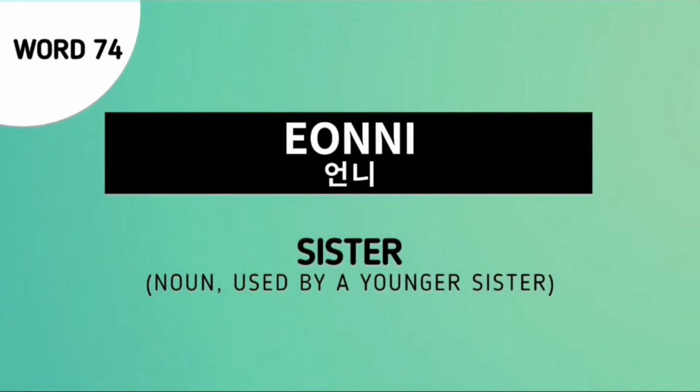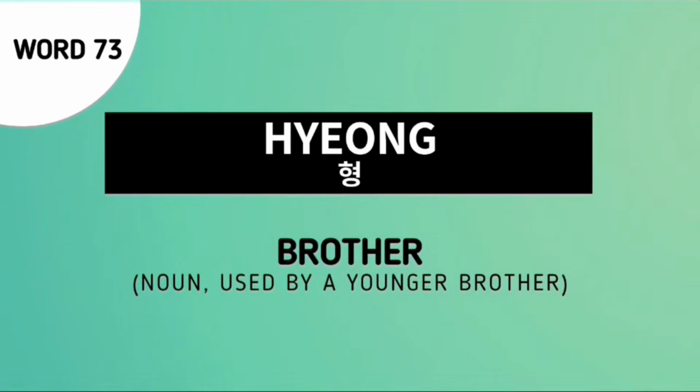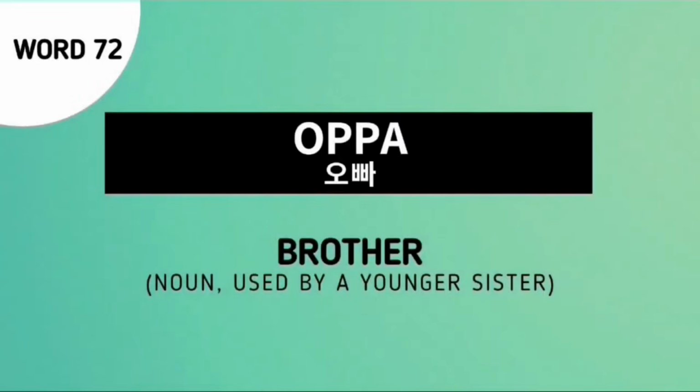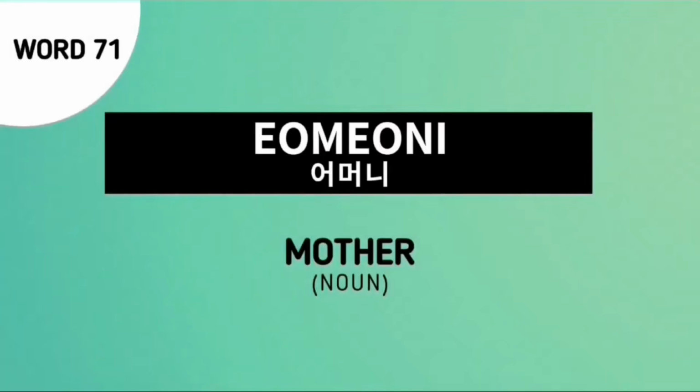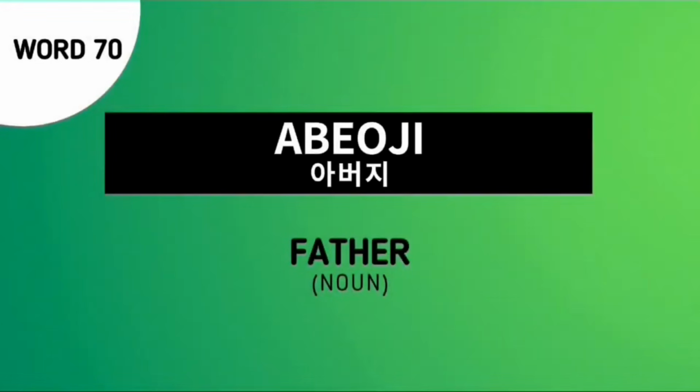The next word for our review is 언니. This is another term for sister, but this time this is used by a younger sister. Next word is 형. This is a term for brother, and this is used by a younger brother. Next word is oppa. This is another term for brother, but this time this is used by a younger sister. Next word is 어머니. This is the Korean term for mother. Next word is 아버지, and this is the Korean term for father.